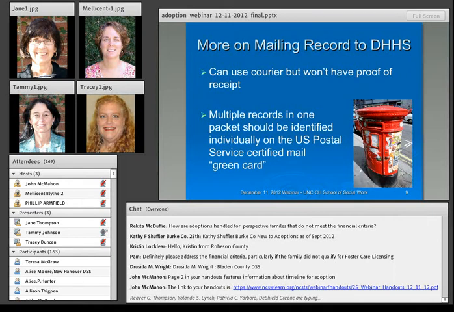On mailing the documents to DHHS, you can use courier, but most clerks want proof of receipt that we have received it. If you send it certified mail, make sure if you have multiple records in a packet that each one, maybe by file number, is listed on the green card, because sometimes you will send us something and you think a case is in there and it's not, and there's no way of verifying that that case is in that particular packet unless it is individually marked on your green card.